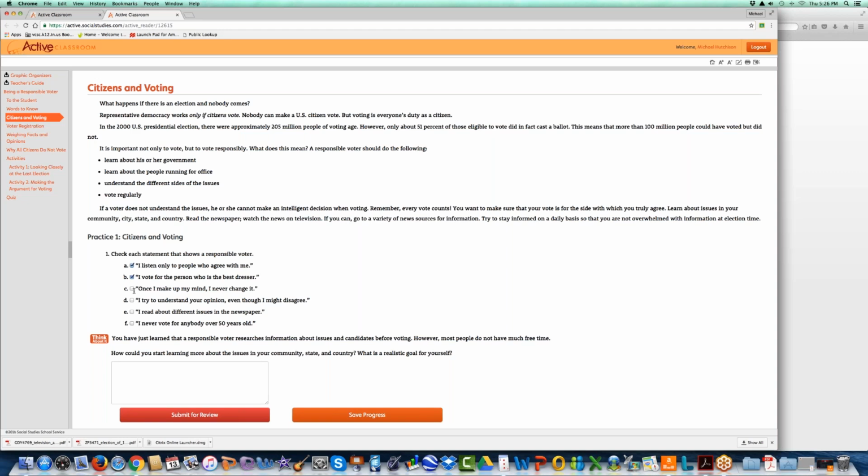For example, I'm not picking on the ones, hopefully, that I would actually select. I vote for the person who's the best dresser. Well, I'm not sure who I would vote for in that instance, because I don't know if Donald Trump or Hillary Clinton dress particularly well. I never vote for anybody over 50 years old. Well, in this election, I'm not going to be voting for anybody.